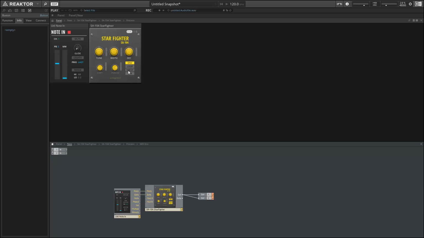Now let's get to the fun stuff, which is caused by the sweep unit. The sweep unit allows you to get your kind of sound effects. And it's basically sweeping the frequency.